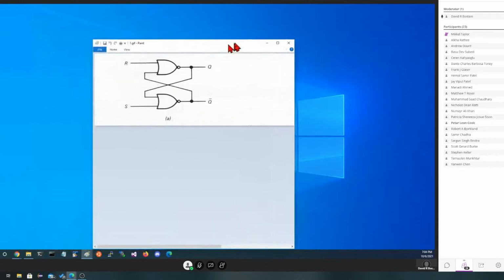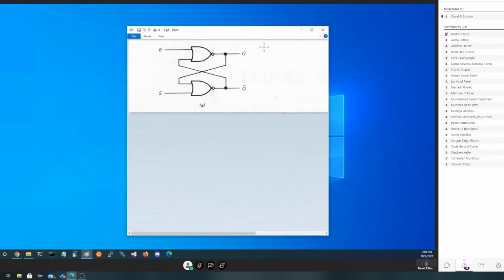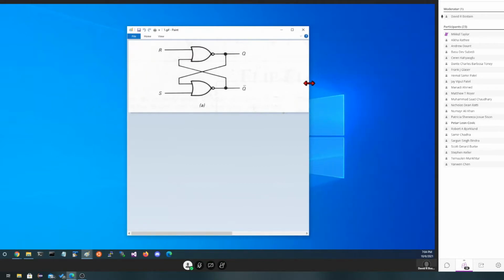Do you remember when I said earlier in the semester, we can make anything out of NAND gates if we try hard enough? Well, this is not NAND gates, this is NOR gates, but if you got a sneak peek over there, those are NAND gates.